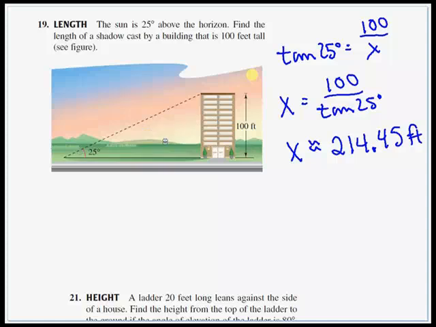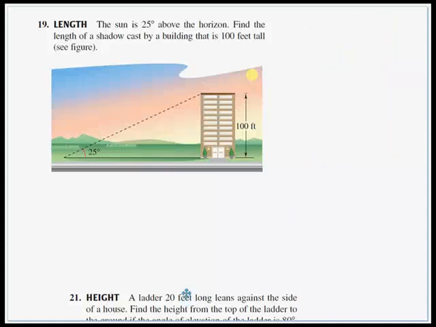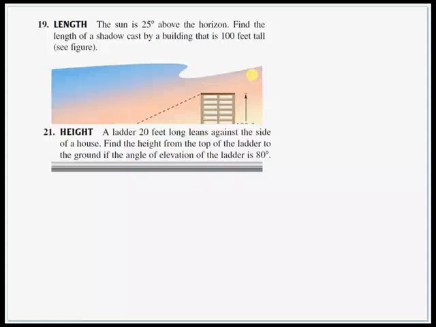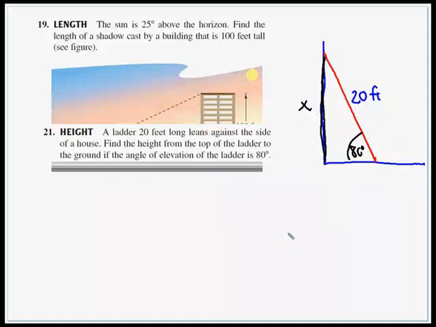In the second problem, we're going to have to draw a little picture to go with it. Here's our building, and we have a ladder leaning against the wall. A 20-foot ladder. Well, that means this is 20 feet. It leans against the side of a house. Find the height of the top of the ladder to the ground if the angle is 80 degrees. So here's our 80-degree angle. We want to know how high up the building we're reaching. We'll call that x. So from our 80-degree angle, we want the opposite, and we have the hypotenuse.